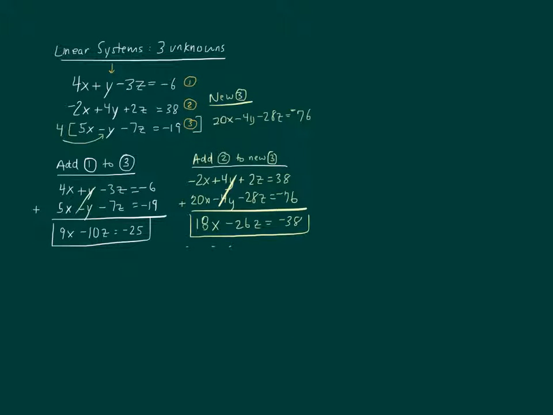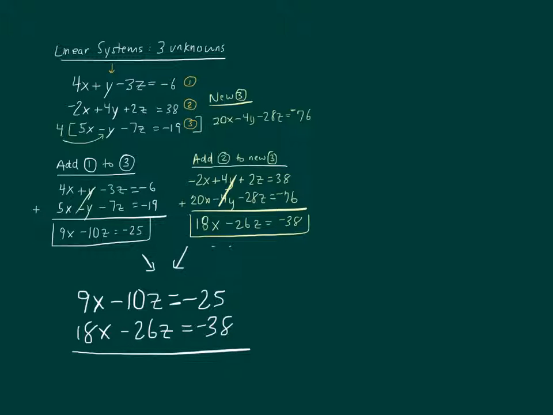Okay, I hope we're back. Here we go. So I have these two equations here, and I'm going to rewrite them as 9x minus 10z equals negative 25, and 18x minus 26z equals negative 38. There's a couple options here. Since if I add these together, neither the x nor the z will eliminate.